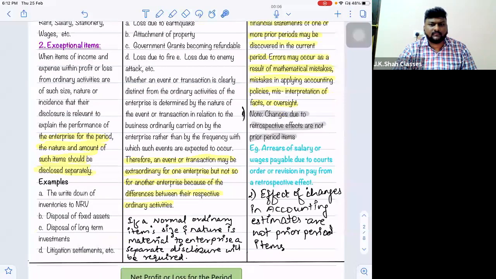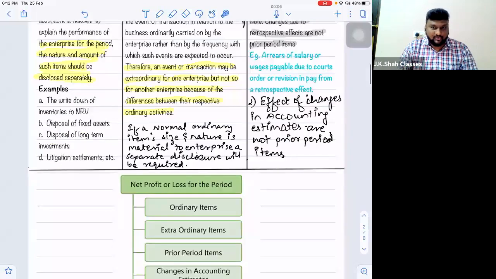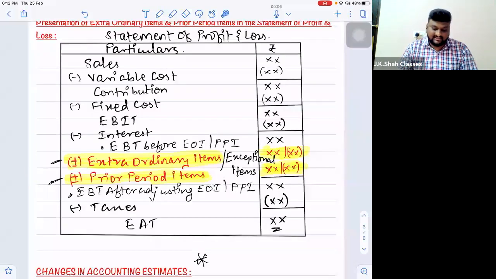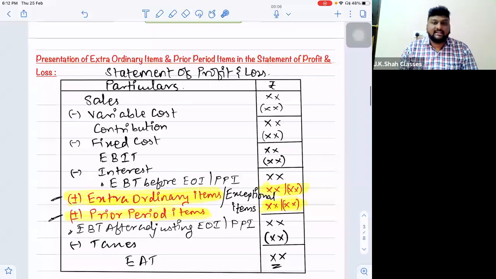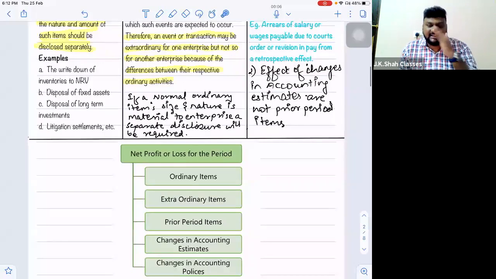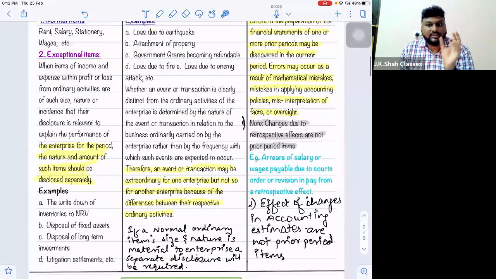So ordinary exceptional items are to be separately disclosed. What do you mean by separately disclosed? Separately disclosed means they have to be given a distinct presentation as compared to the other items in the P&L. I'll show you one. See, this is one P&L statement that I've drafted. I'll tell you how and where it has to be presented. But as of now, please understand that it has to be given a distinct recognition. It has to be shown separately from the other items.